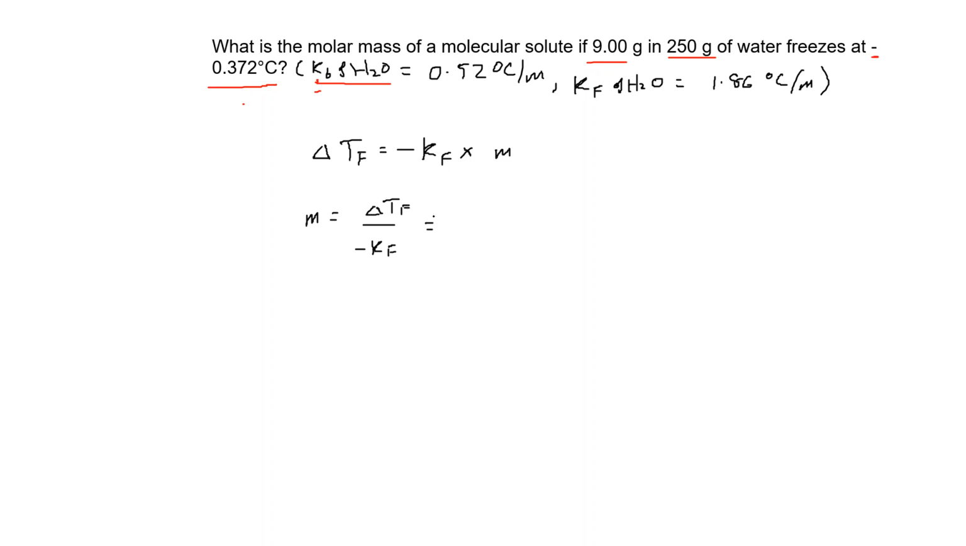So according to the question, delta TF is minus 0.372 degrees Celsius divided by minus KF, which is 1.86 degrees Celsius over M. So let me do this on my trusty cheap calculator here. 0.372 divided by 1.86. Okay, so according to my calculations, this works out to be, and I have to write this to the correct number of sig figs, 0.200 M. All right? So that would be the molality.